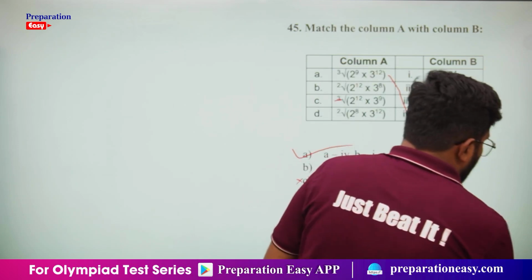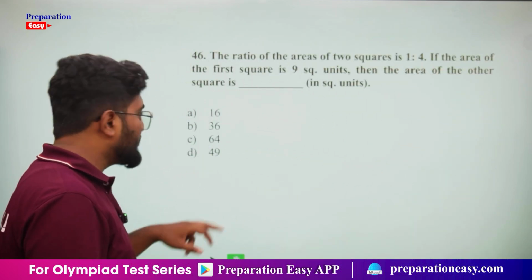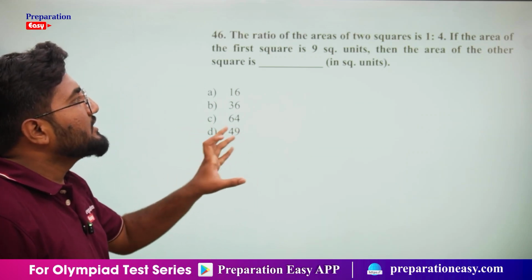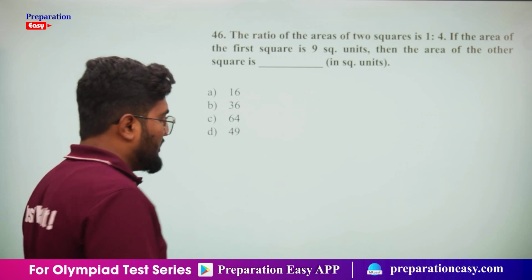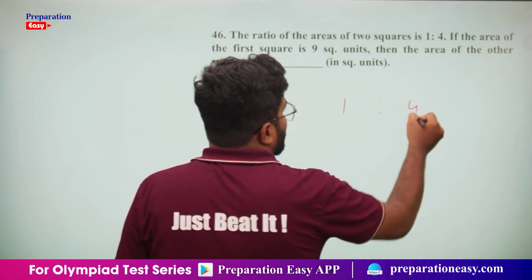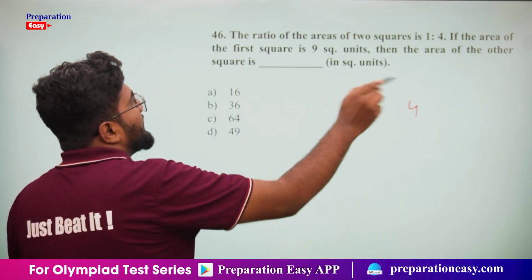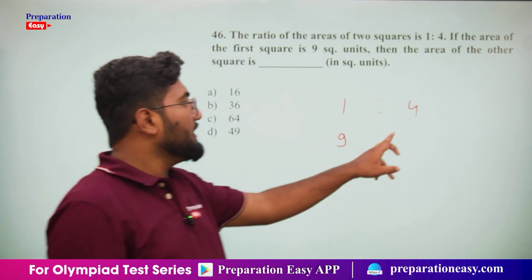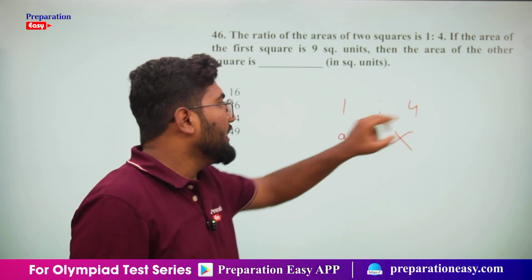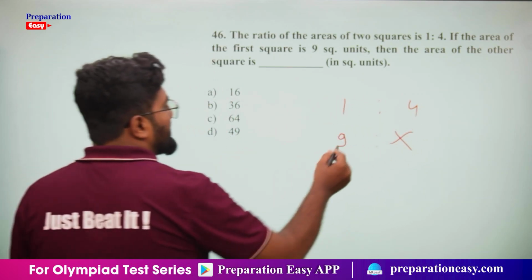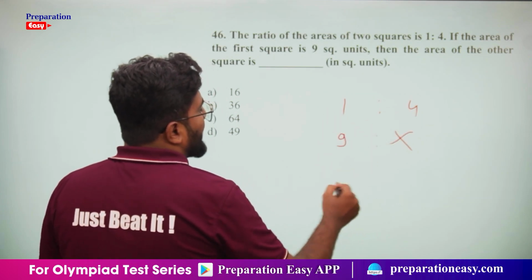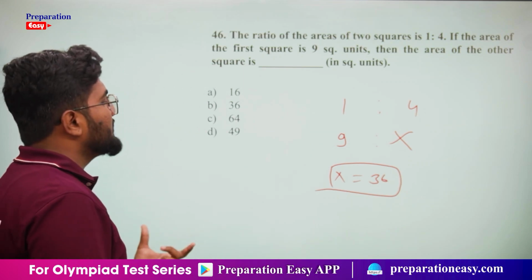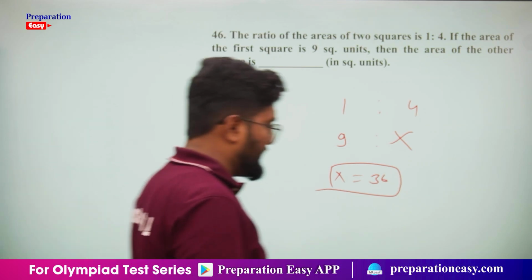Okay. Moving towards the next question. Question number 46. The ratio of areas of two squares is given. If the area of the first square is 9, what can we do to find the area of this one? We would multiply 9 into 4 divided by 1. 9 4s are 36. Divided by 1 is obviously 36. So, simple question. Answer would be B.